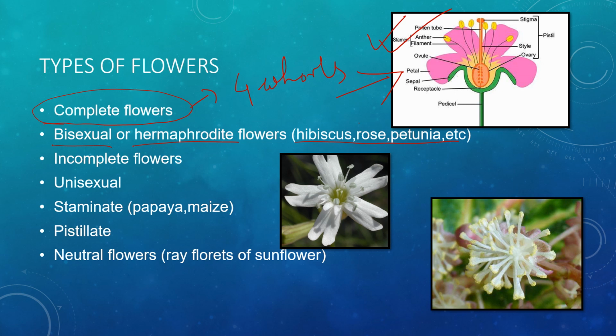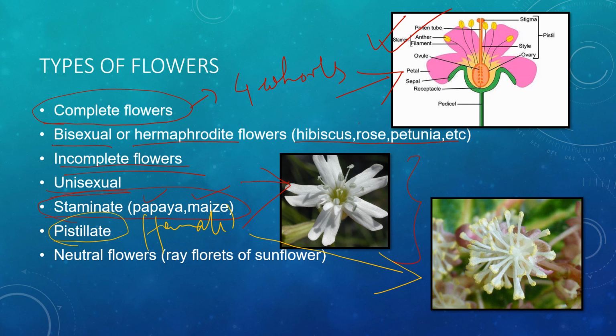Now if a flower has only one part, either the male or the female part, it is called an incomplete flower, or also a unisexual flower. If they have only the male part, that is called a staminate flower, like papaya and maize. So this is an example of a staminate flower, where only the stamen part is present. And if only the female part is present, that is the pistillate flower.